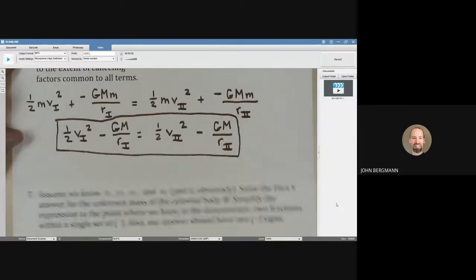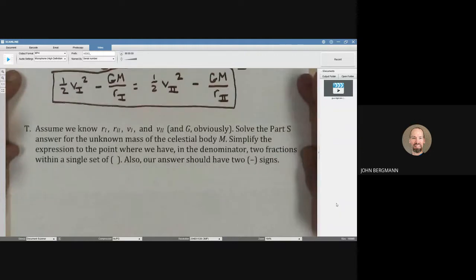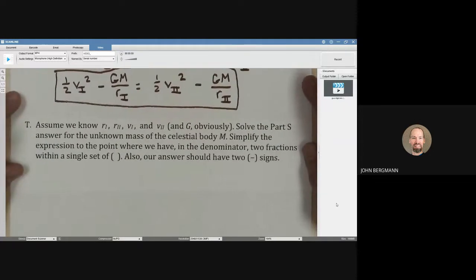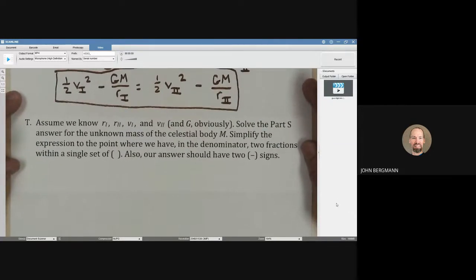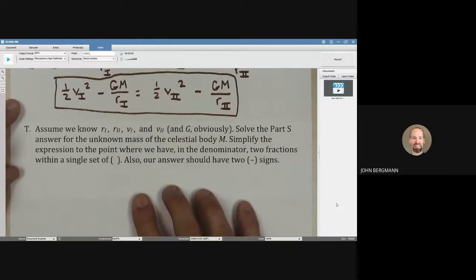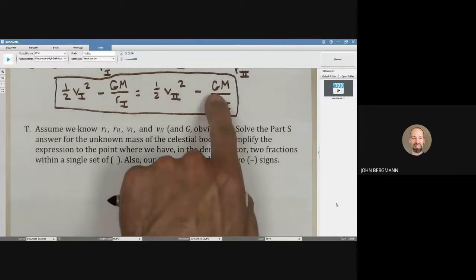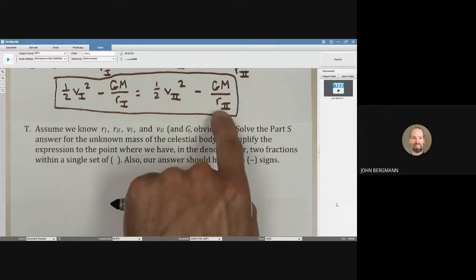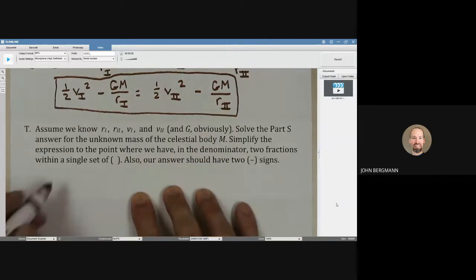So let's assume that we know the values of r and the velocities. Let's solve the equation I've boxed in here at the top. Let's solve that for M. We're going to take this GM over R2, and we're going to put that on the other side of the equation first.